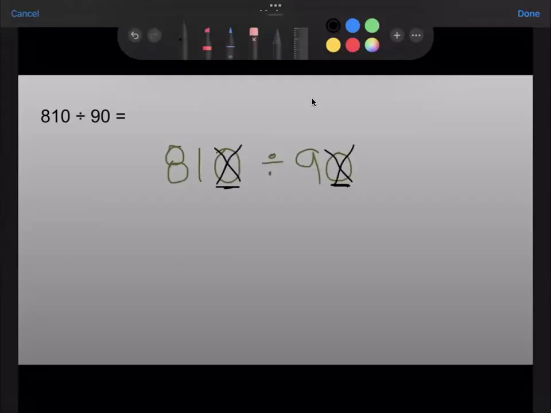Now I'm going to focus on the non-zero digits. In that case, this would be 81 divided by 9. So 81 divided by 9 is 9. And now there's no leftover zeros that I need to add to the end of that. So 810 divided by 90 would be 9.